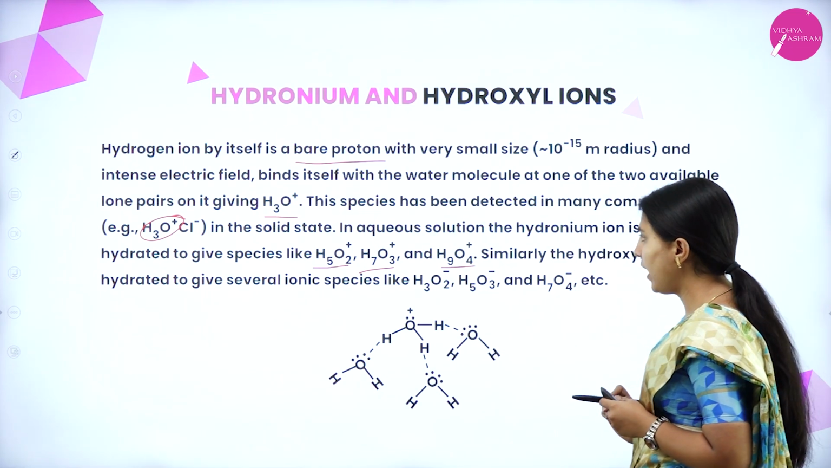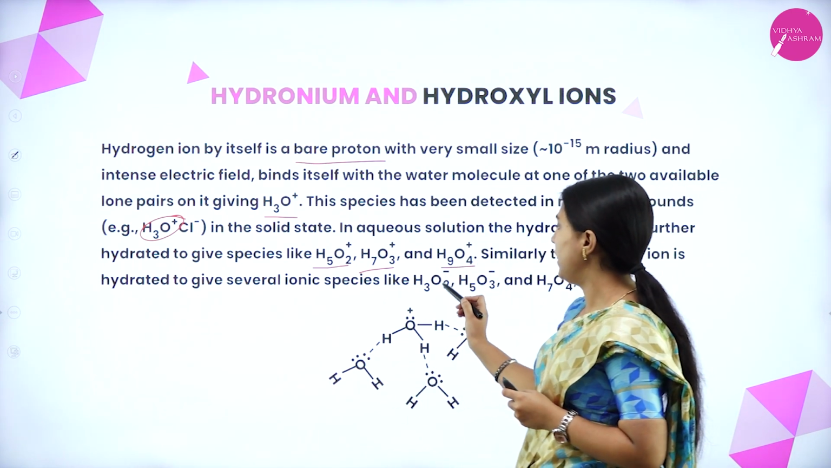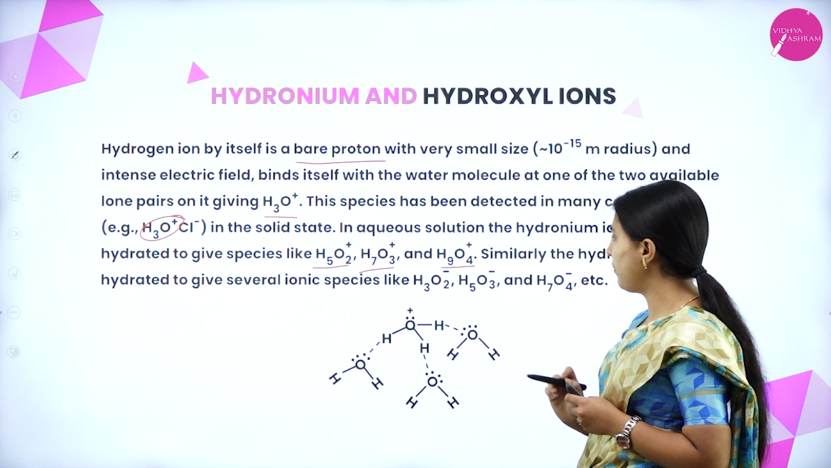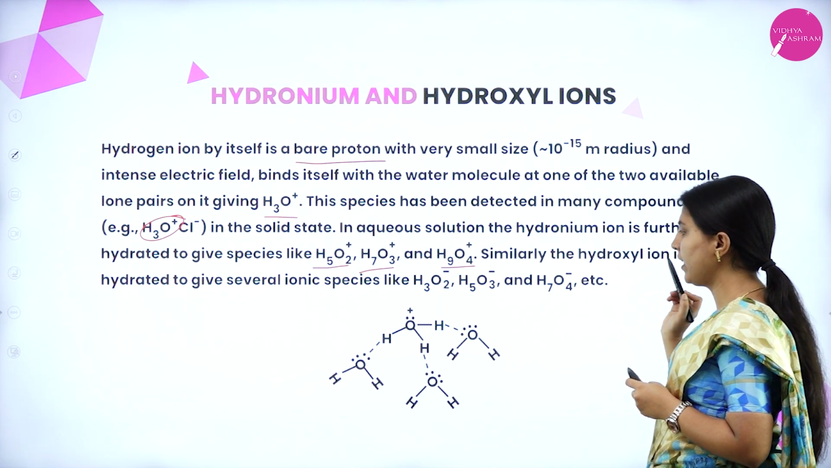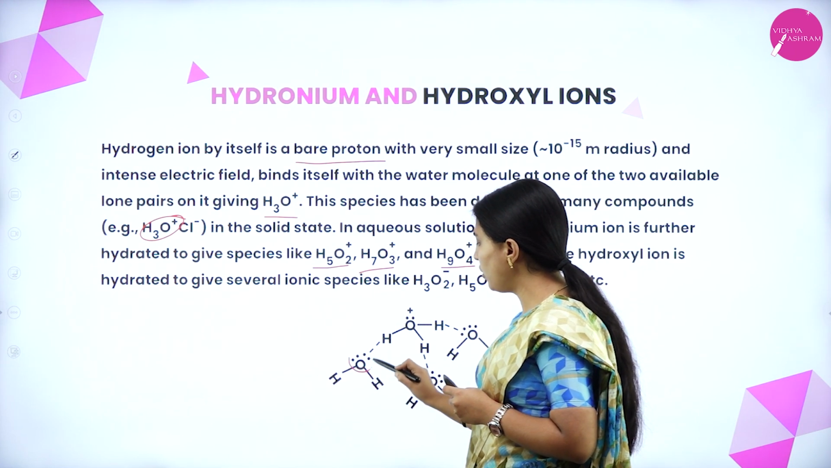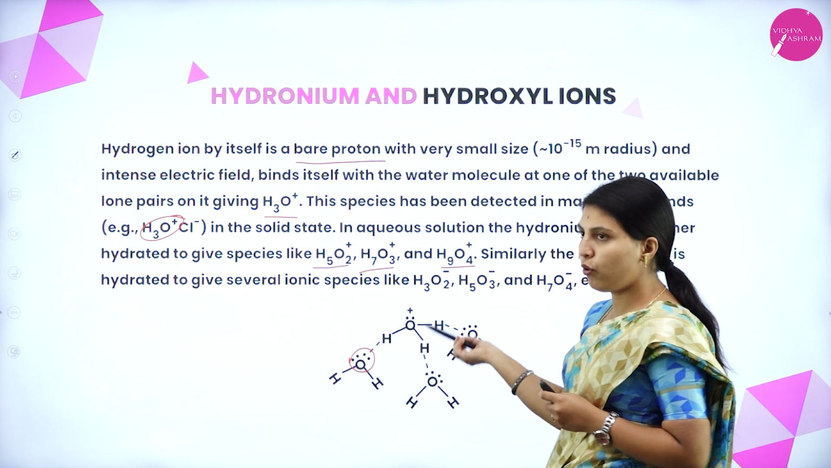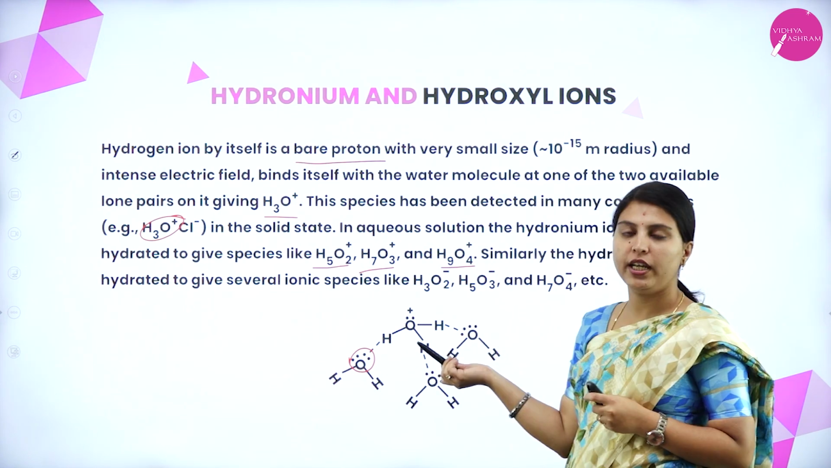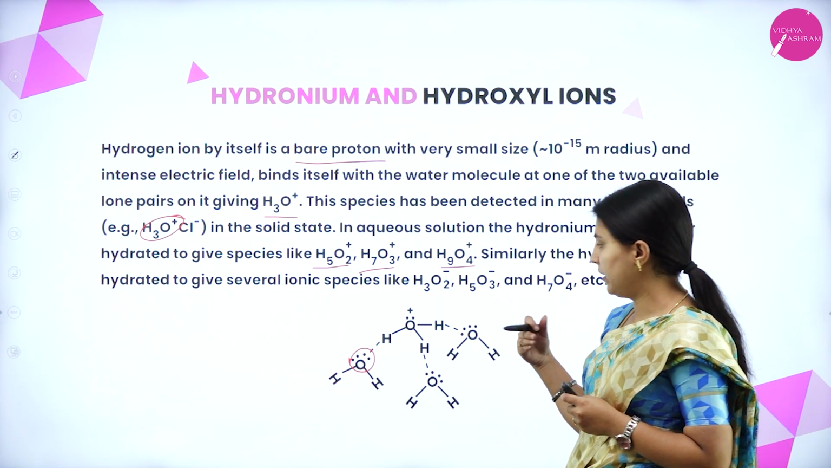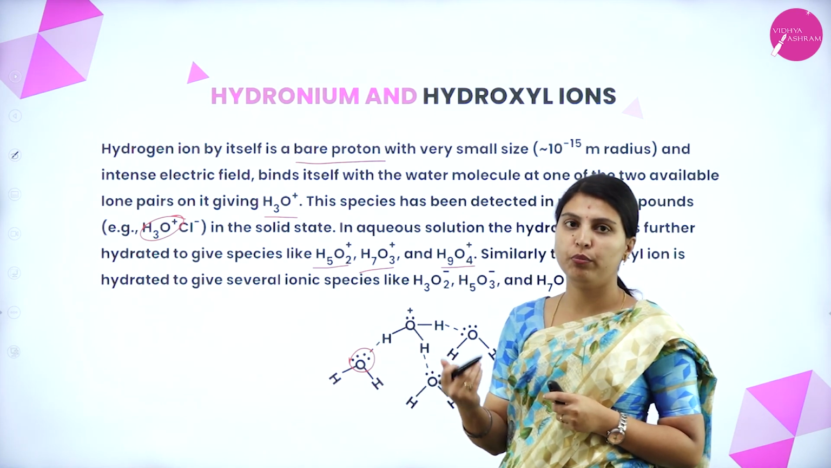Similarly, the hydroxyl ion is hydrated to give several ionic species like H3O2 minus, H5O3 minus and H7O4 minus, etc. See here, for this lone pair of electrons present on the oxygen, another hydrogen will get attached. It will form H3O2 minus and another will form H5O3 minus like this. Due to this lone pair only, it is getting hydrated more and more.